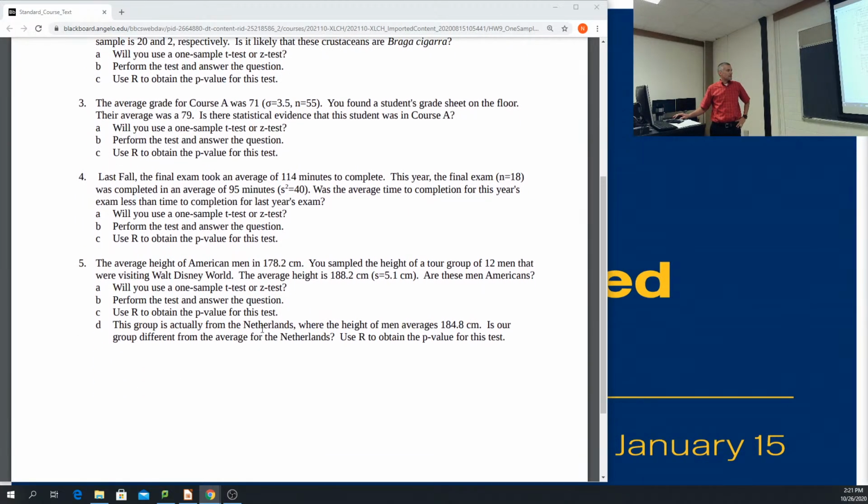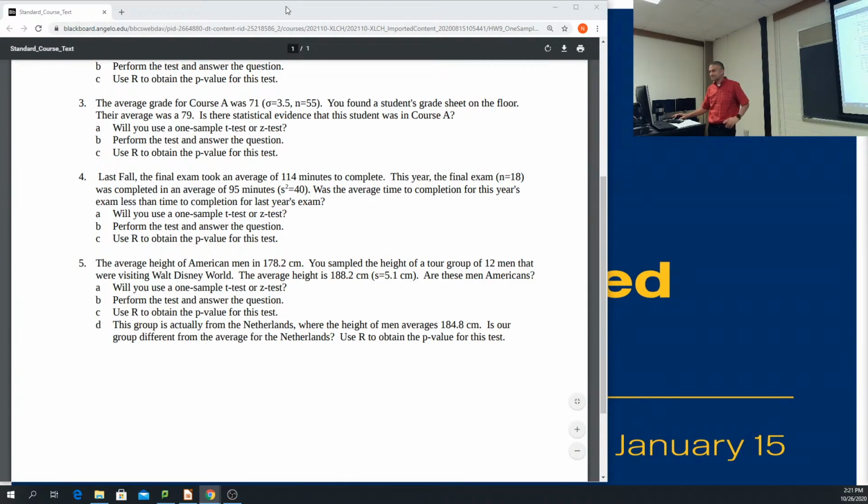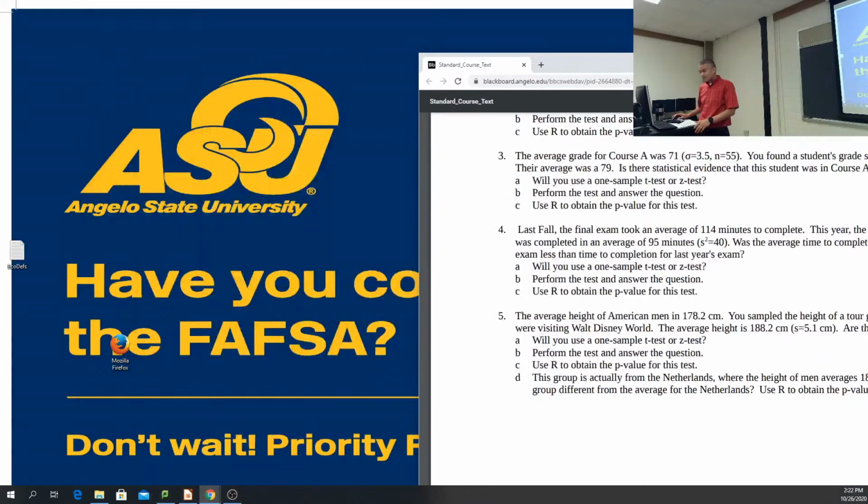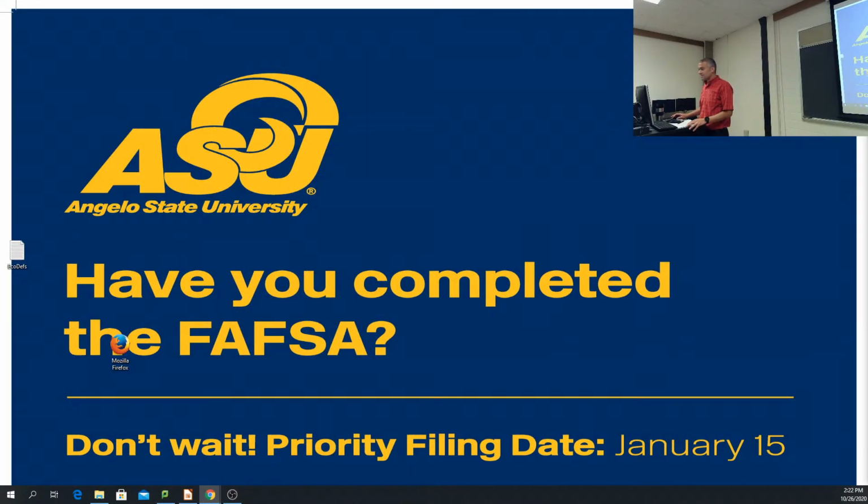So here this group is actually from the Netherlands. Look at that. Average height of men is 184.8. Not terribly tall. Maybe it was a basketball team. Or the Netherlands could be the long distance speed skating team. I don't know if that's a tall person.